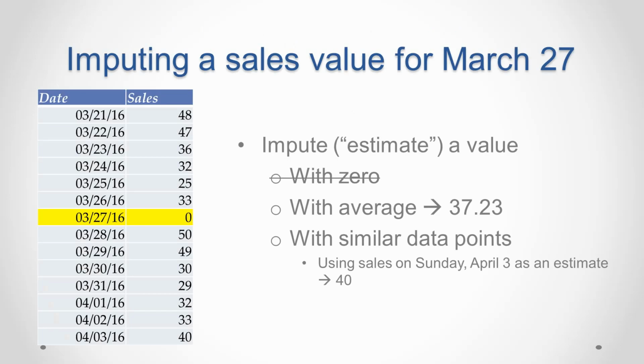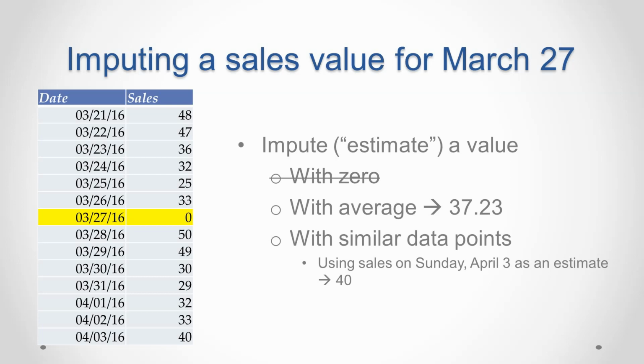So now let's return to our little example that we introduced earlier and try to impute a value for March 27th. Filling in the value with zero, as it is already done, is probably not a good approach. Were the newsstand not closed for Easter Sunday, it is quite unlikely that the sales will be zero. What about filling the value with average sales across all different dates? If we do that, we get a value of 37.23, which seems to be a reasonable value to use.